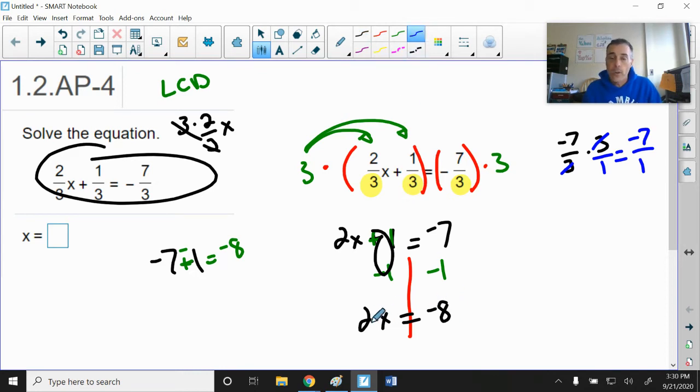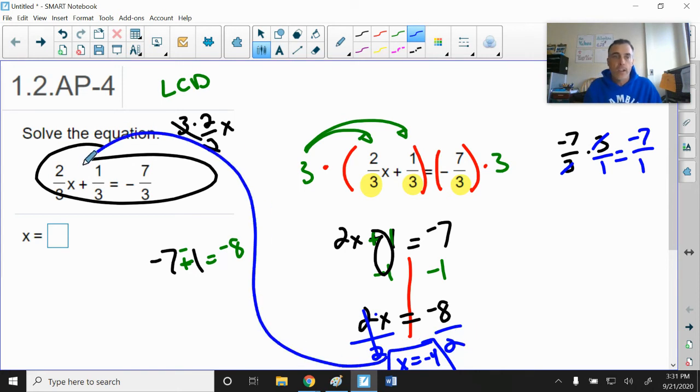Okay, to end the equation, I have to get rid of this times 2. So 2 times x is negative 8, and I'll divide by 2 on both sides. Any number divided by itself is 1, and 1x is equal to negative 8 divided by 2, which is negative 4. So it looks like my final answer, if I were to substitute it back in, is what I would type in for my fourth answer.